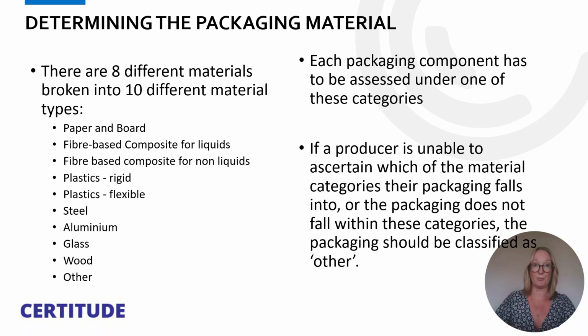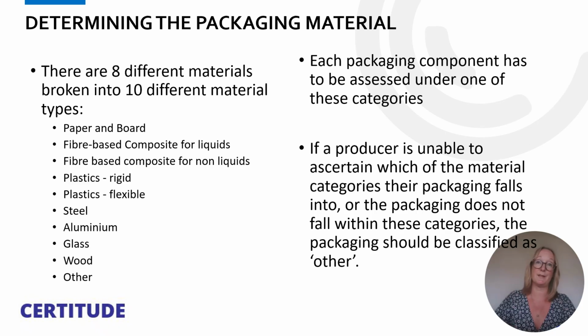So we've defined the components, we then need to confirm the material type before we can apply the correct material rules of the RAM. And there are 8 different materials broken down into 10 different material types: paper and board, fibre-based composite for liquids, fibre-based composite for non-liquids, plastics, both rigid and flexible, steel, aluminium, glass, wood and other. And each packaging component has to be assessed under one of these categories.